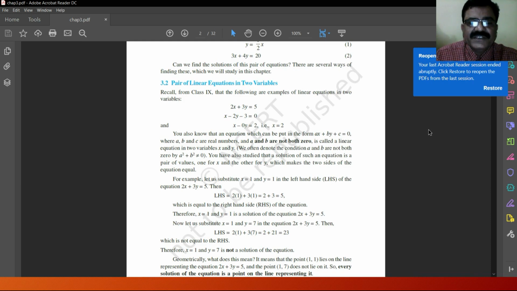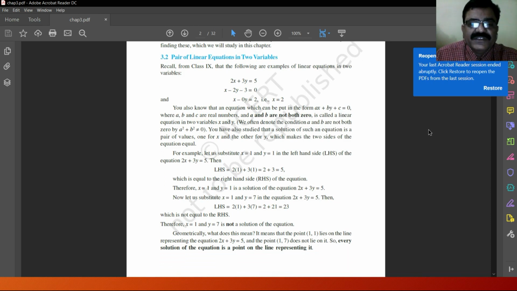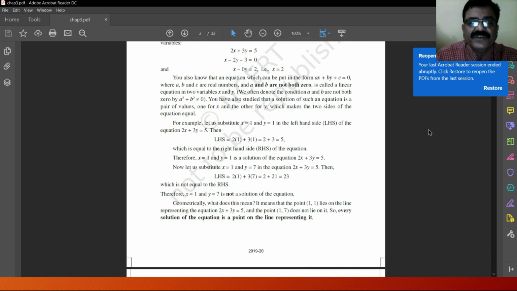Now let us substitute x is equal to 1 and y is equal to 7 in the equation 2x plus 3y is equal to 5. Then LHS becomes 2 into 1 plus 3 into 7, that is 2 plus 21 is equal to 23, which is not equal to the right hand side. Therefore x is equal to 1 and y is equal to 7 is not a solution of the equation. Geometrically, this means that the point (1, 1) lies on the line representing the equation 2x plus 3y is equal to 5, and the point (1, 7) does not lie on it. So every solution of the equation is a point on the line representing it.